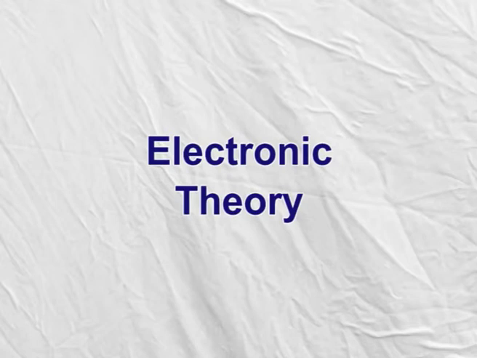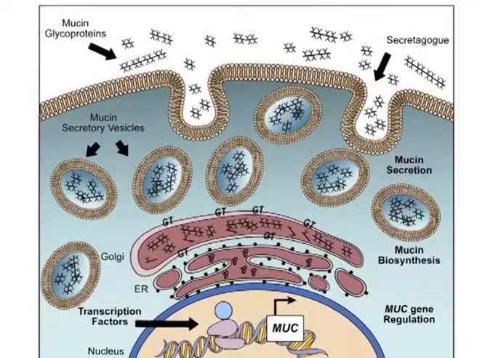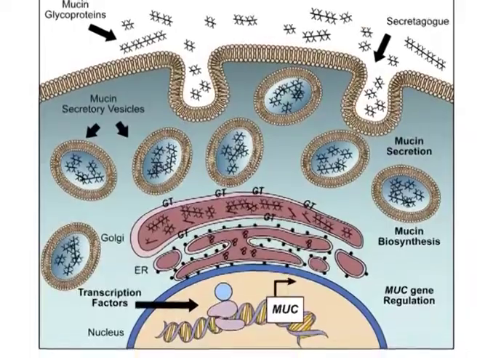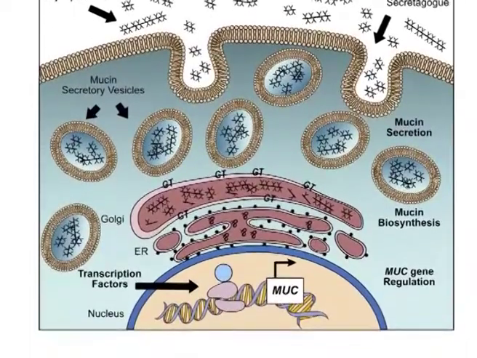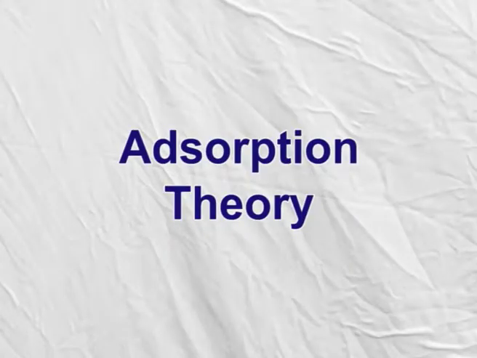There are various theories available for bioadhesion. Some of the theories are discussed as follows. First one is the electronic theory. In electronic theory, electron transfer occurs upon contact of an adhesive polymer with a mucous glycoprotein due to the difference in their electronic structure. This results in the formation of an electrical double layer at the interface. Second theory is the adsorption theory.